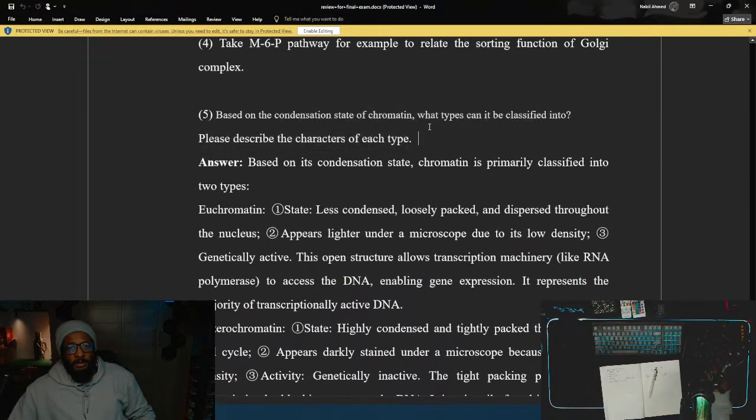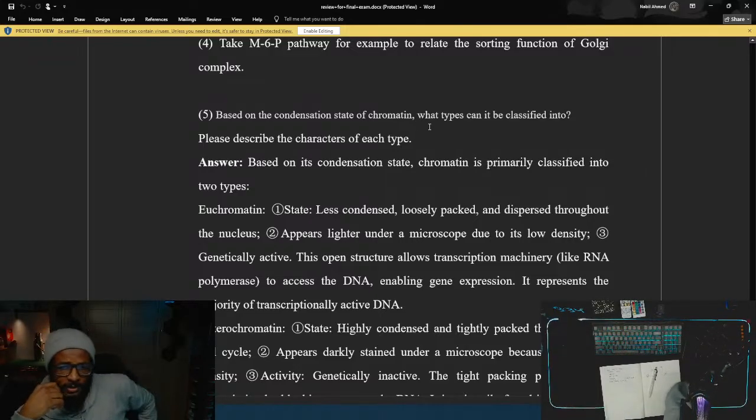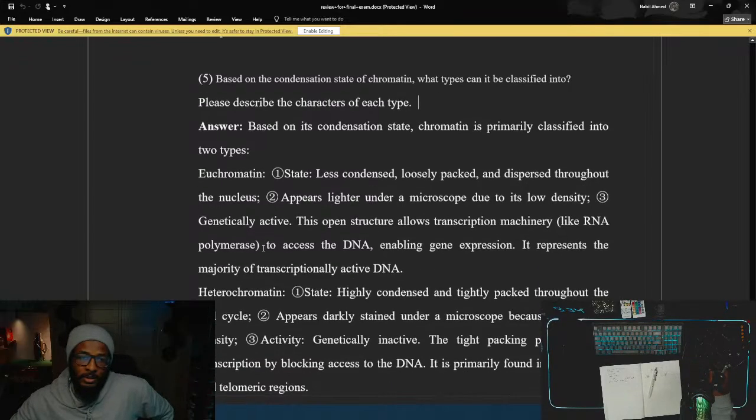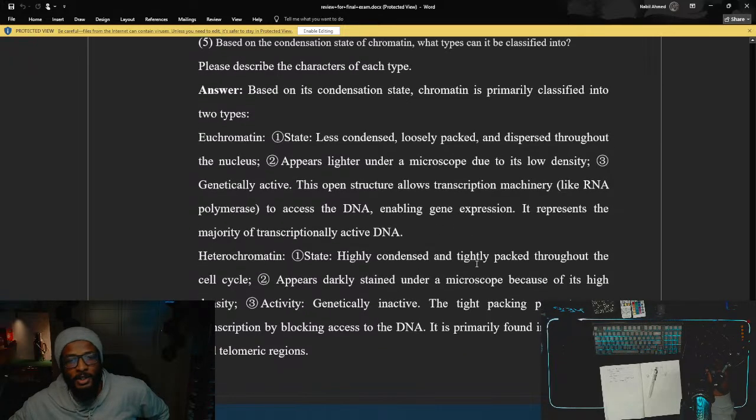Based on the condition of the chromatin: euchromatin contains loose chromatin dispersed throughout the nucleus. It appears lighter under a microscope due to its low density, and is genetically active. This open structure allows transcription machinery like RNA polymerase to access DNA, enabling gene expression. It represents the majority of the transcriptionally active DNA.